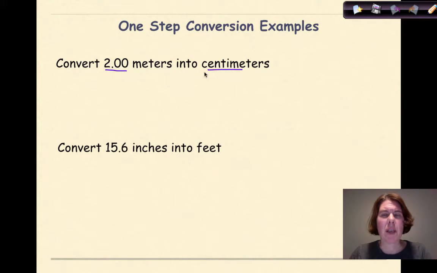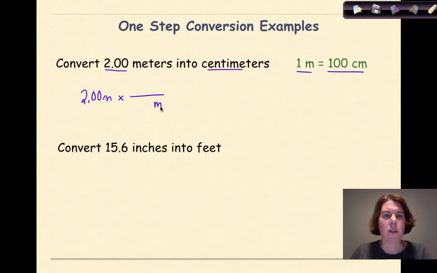Let's start this up by making sure that we have the correct conversion factors. I need a meters to centimeters conversion factor. I know that 1 meter is going to equal 100 centimeters, so I'd have that ready ahead of time. The first thing that I'm going to do is write down my given, 2.00 meters, then I'm going to write a multiplication sign and a line. If I'm starting with meters, meters is going to go on the bottom and centimeters is going to go on the top. And then I look over my conversion unit right over here.